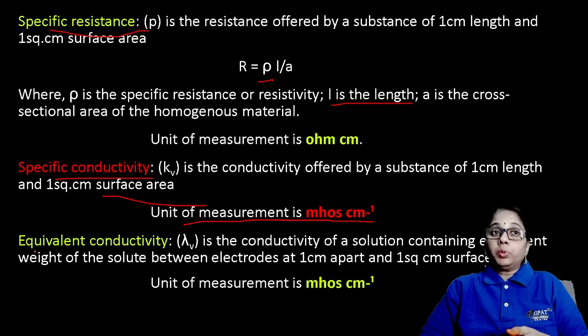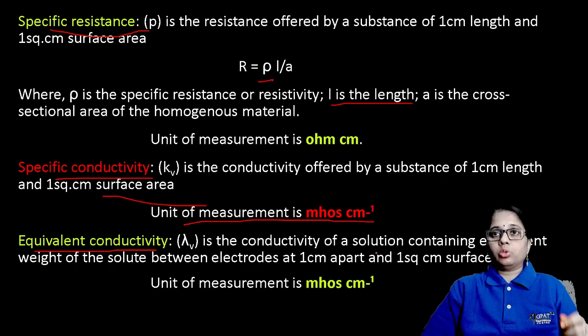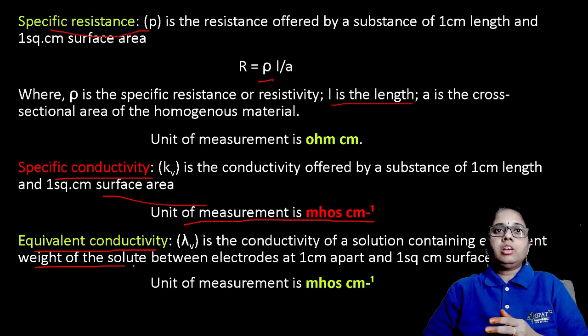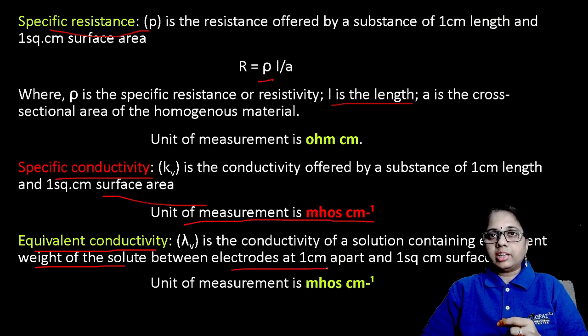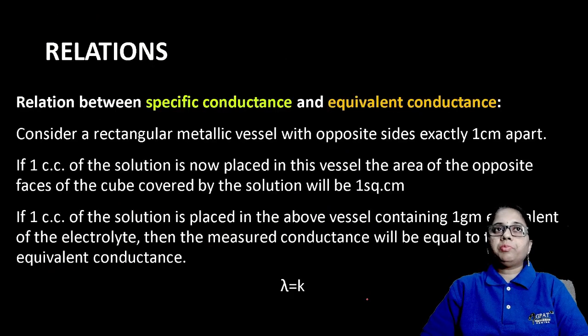Now coming to the equivalent conductivity. It is represented by lambda. It is the conductivity of a solution containing one equivalent weight of the solute. Equivalent weight and molecular weight are going to be different. So it is the conductivity of a solution containing one equivalent weight of the solute between electrodes 1 centimeter apart and 1 square centimeter surface area. The unit of measurement is mhos into centimeter inverse.